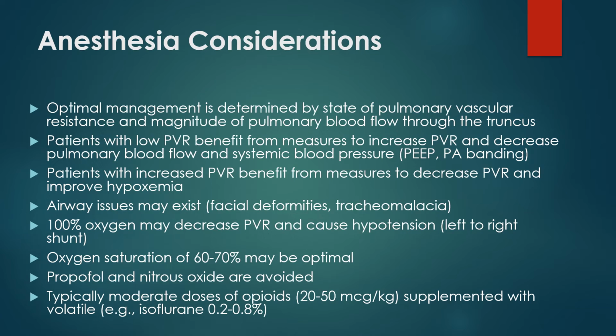And when you get below 85%, your pulse oximeter starts to really separate from what your real SAT is in your body. So propofol and nitrous oxide are typically avoided, at least according to some of the more contemporary work. And finally, typically moderate doses of opioids, supplemented with volatile, just a little volatile, is the way you deal with this from an anesthesia standpoint.